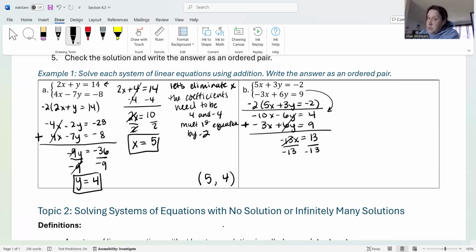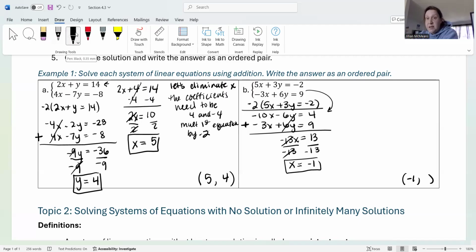Negative 13 divided by itself is 1. 1 times x is x. And 13 divided by negative 13 is negative 1. So right now we have, well, let me put it down here. We have an ordered pair and we know the x coordinate is negative 1. So now we need to find the y coordinate.